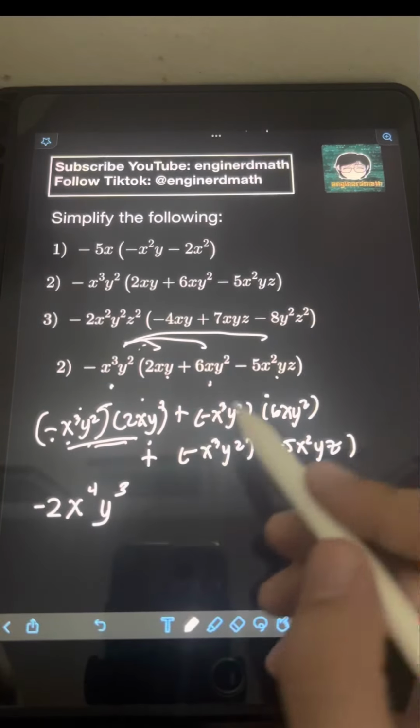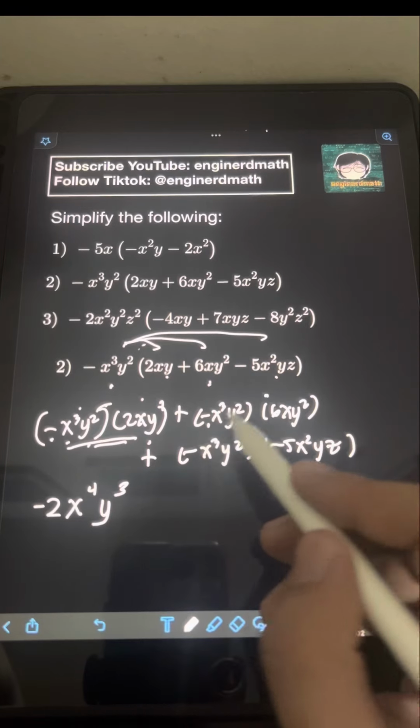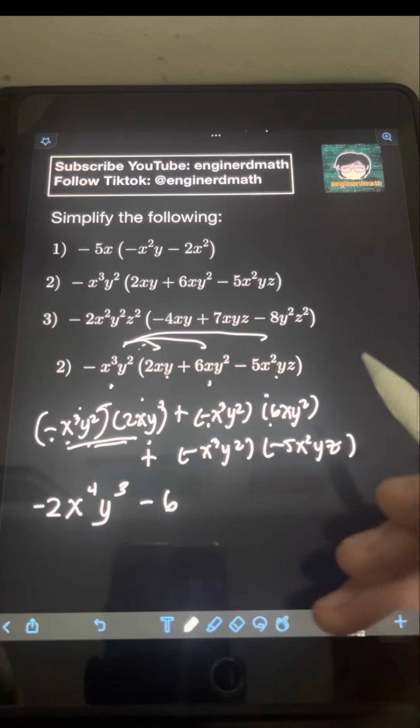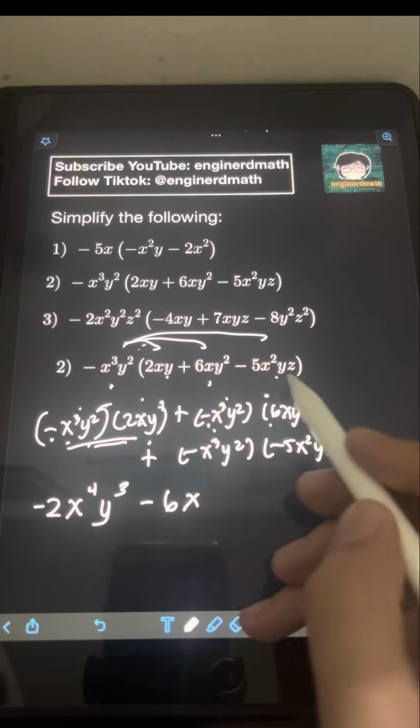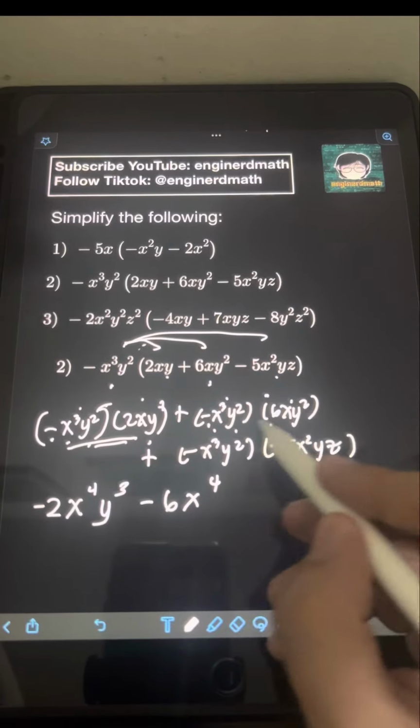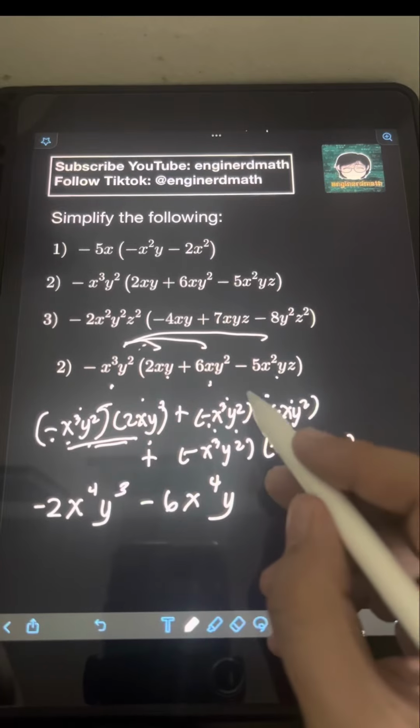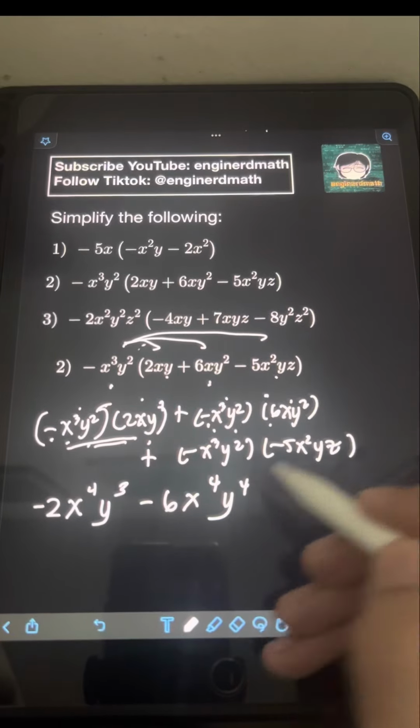Para sa second term, multiply natin yung numerical coefficient. Negative 1 times 6, negative 6. We have x cubed times x. So, copy the same base x, add the exponent. X to the fourth. Y squared times y squared. We have y raised to 2 plus 2, y to the fourth.